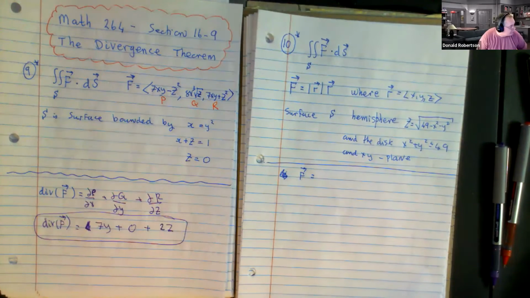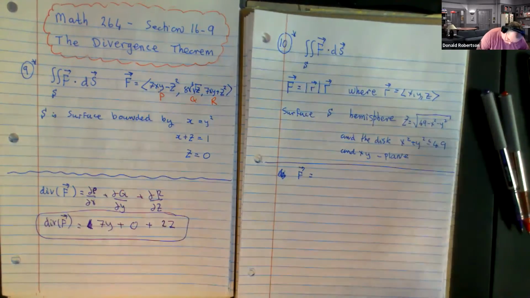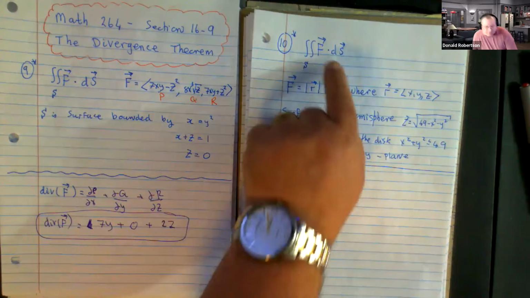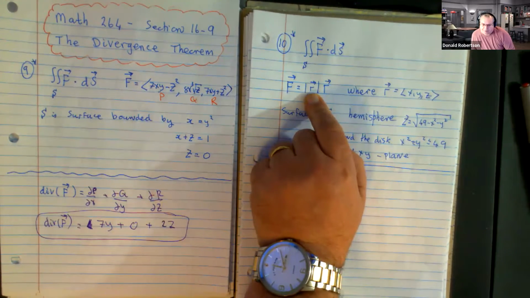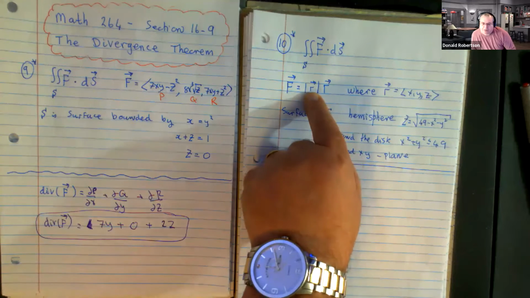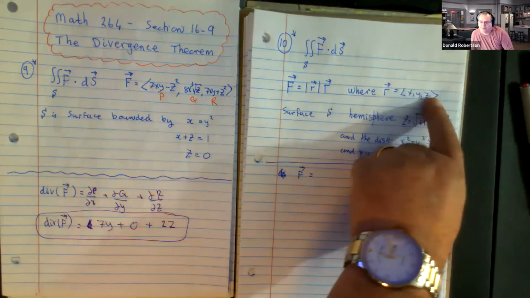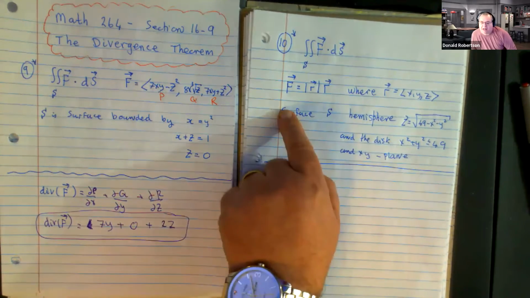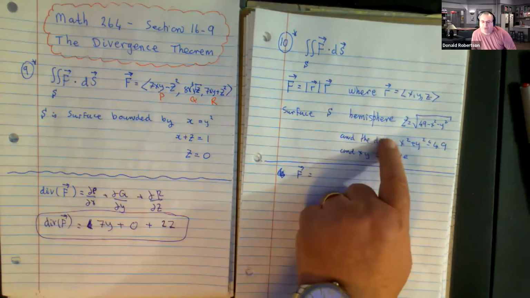So let's move on to question 10. And this one has a little difference in it. Going to get the flux. The vector field is described as the magnitude of a vector R, where R is this guy. And S is all this stuff. But well, let's figure out this guy first and then we'll focus on that.